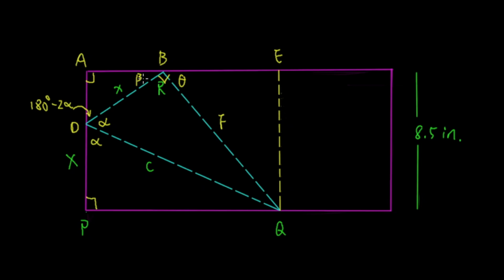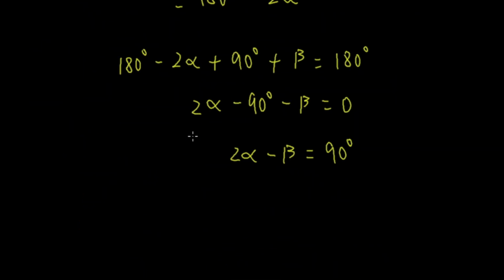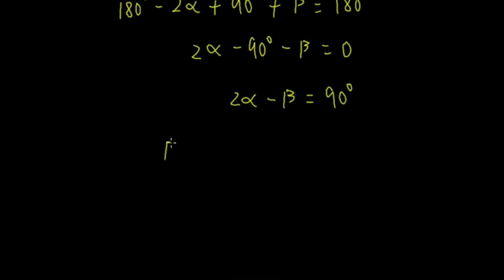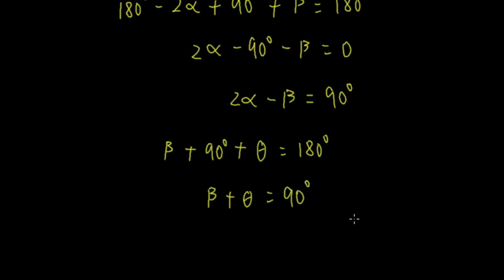Then we know that beta plus 90 degrees plus theta is equal to 180 degrees. And of course, subtract 90 degrees from both sides. We have beta plus theta is equal to 90 degrees. Now, we have beta here, right? So we want to isolate beta here so that we can replace it into here. From here, beta is equal to 90 degrees minus theta. Now we can replace this into beta here.